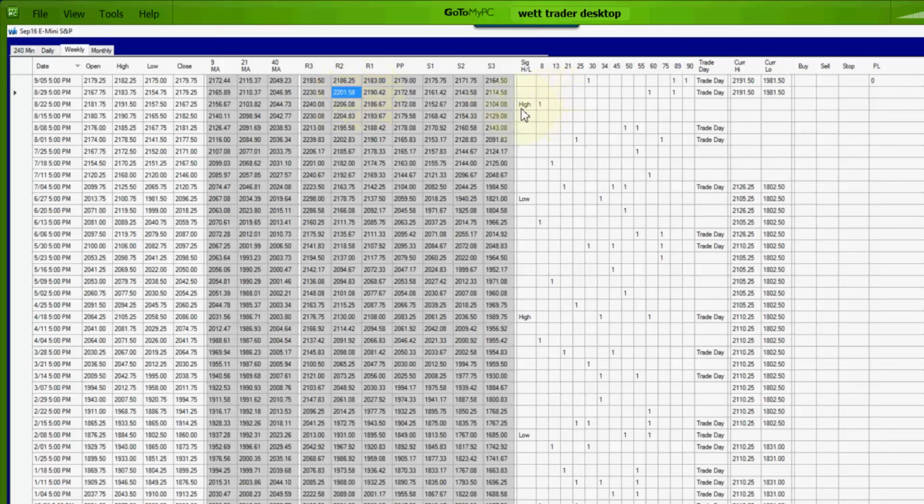You see we're trying to pound out a weekly high. This is not going to confirm a sell till we break that low.